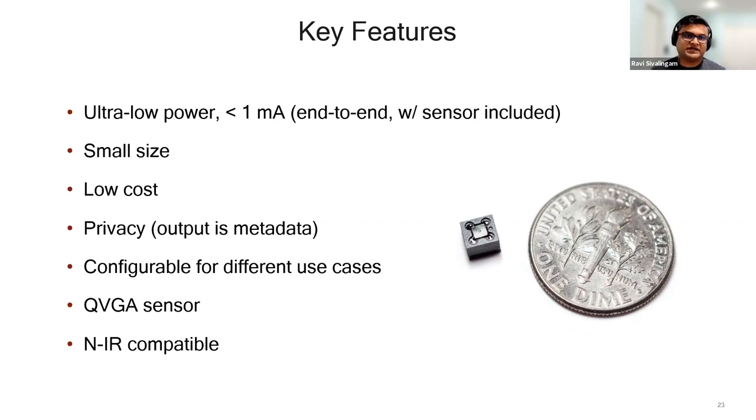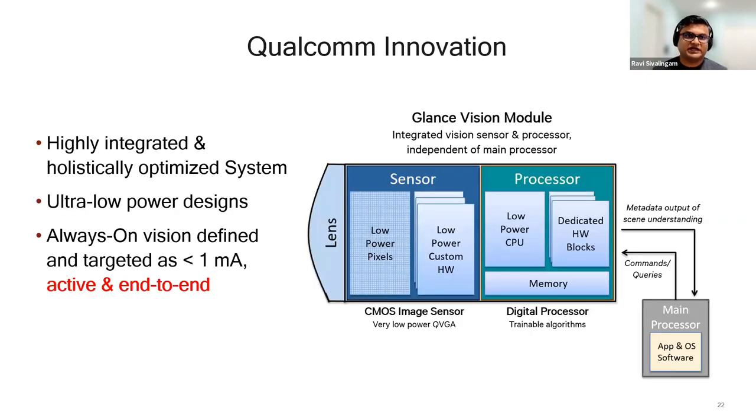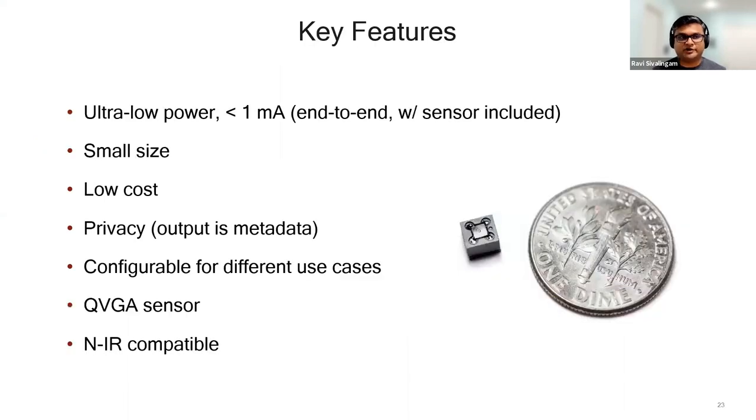The output is only metadata, as you saw in this slide. It doesn't actually transmit the image. In these slides, we'll be showing you some images, but that's only for sake of the presentation or for testing and development. But in an actual commercial product, only metadata will be output. And so that kind of gives you privacy and people will be more comfortable having this in their homes.